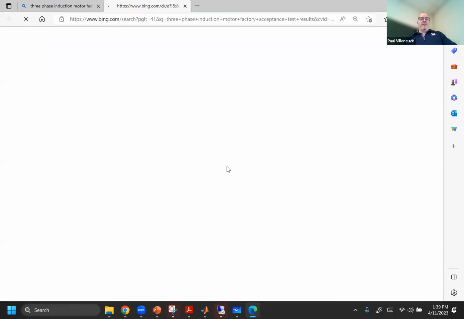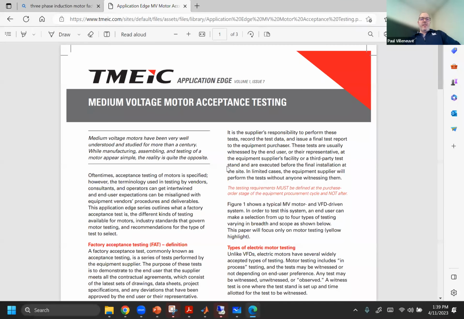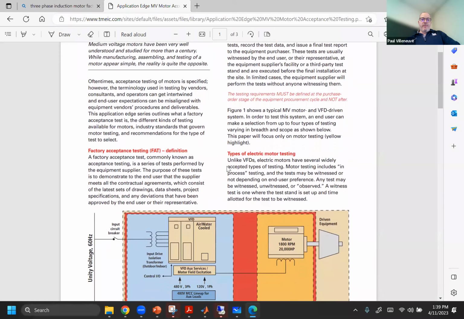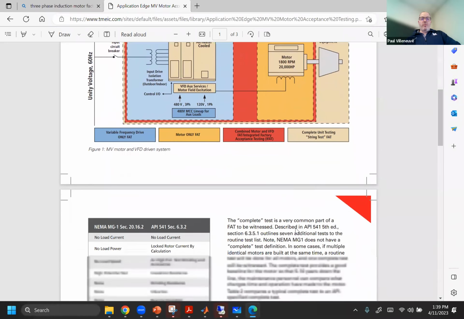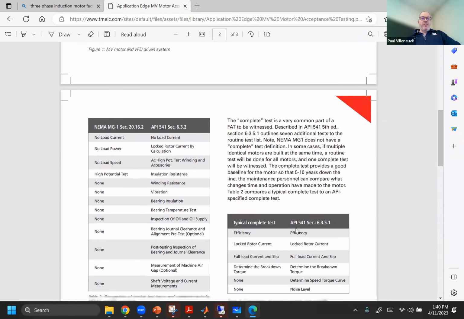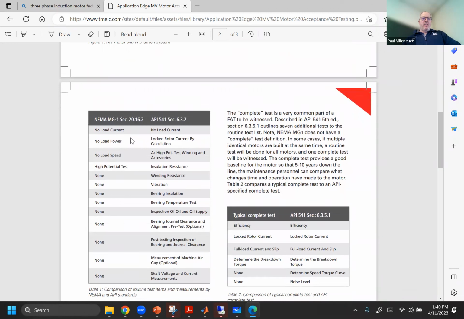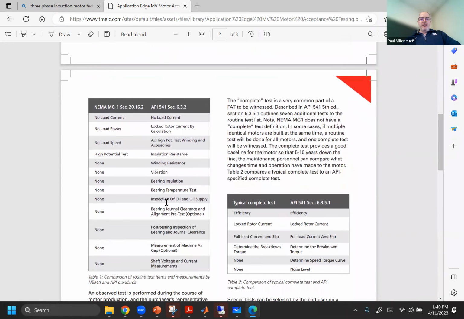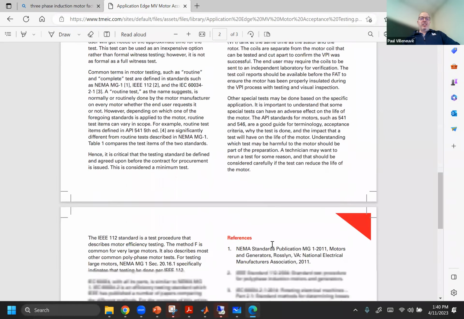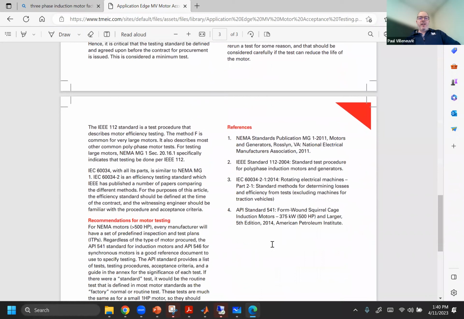Maybe we can see, this is a medium voltage motor, so this would typically be anything over 1,000 volts. This is a 20,000 horsepower, 4-pole machine. So here are the tests: no load current, no load power. This one does locked rotor current by calculation, no load speed. There's also a bunch of different tests here. There is this locked rotor current test as well. Full load current and slip, power determined. So this does look like you would have some of that stuff that you could find.